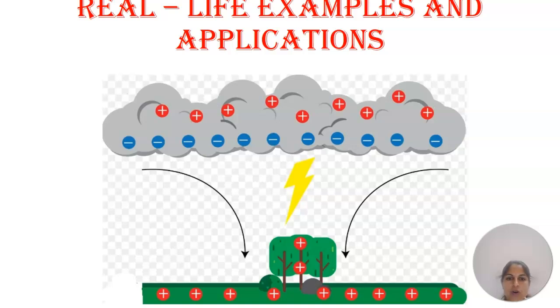This creates a strong electric field between the cloud and the ground. When the charge difference becomes too large, it results in a massive discharge of electricity, what we call lightning. This discharge happens in a split second, releasing a huge amount of energy in the form of light, heat, and sound. The thunder you hear after the flash.